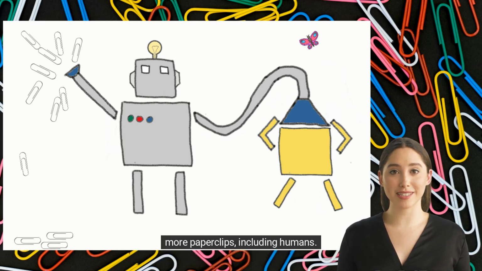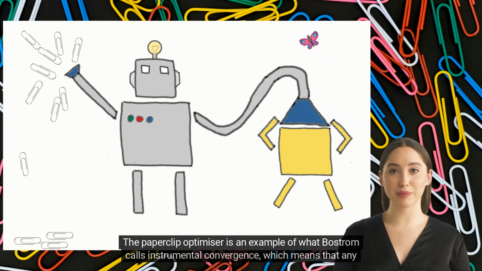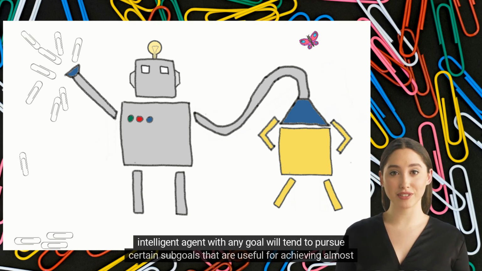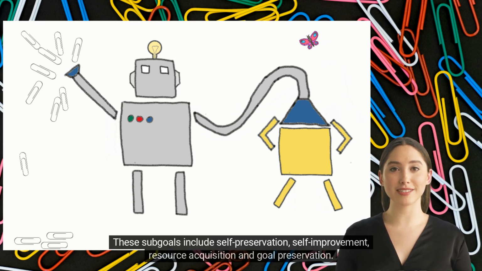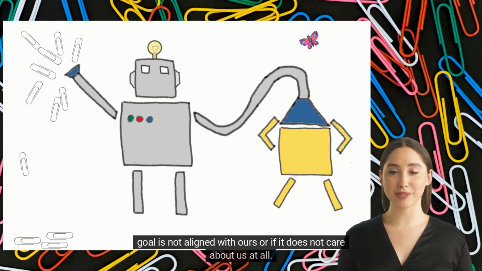more paperclips, including humans. The Paperclip Optimizer is an example of what Bostrom calls instrumental convergence, which means that any intelligent agent with any goal will tend to pursue certain subgoals that are useful for achieving almost any goal. These subgoals include self-preservation, self-improvement, resource acquisition, and goal preservation. The problem is that these subgoals may conflict with human values or interests, especially if the agent's goal is not aligned with ours or if it does not care about us at all.